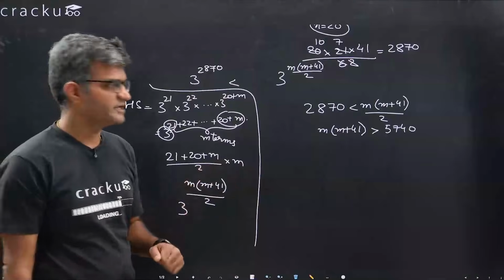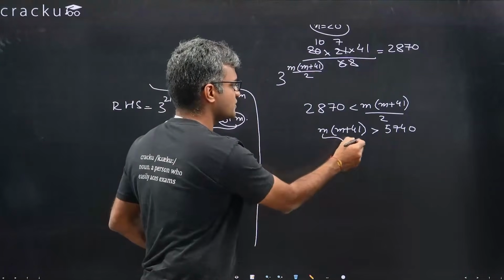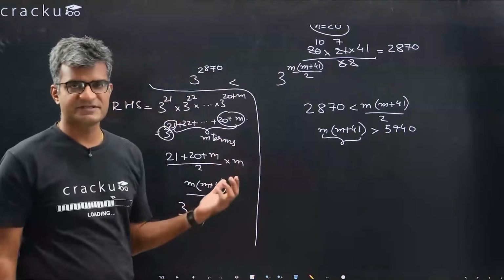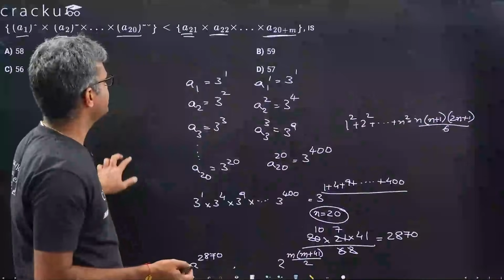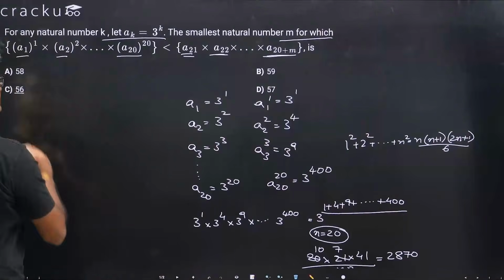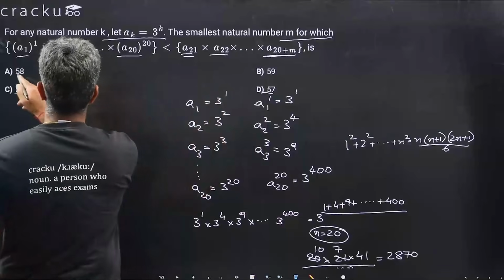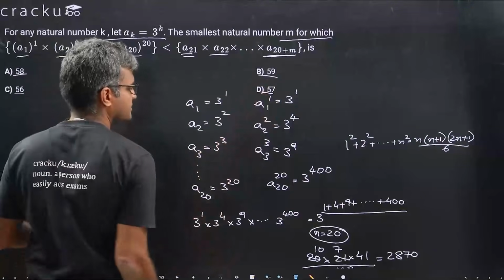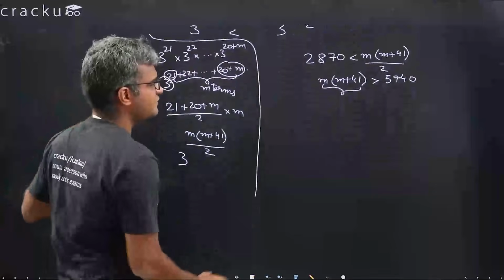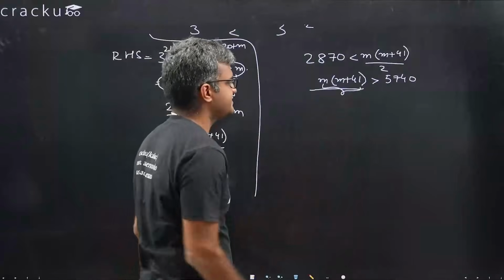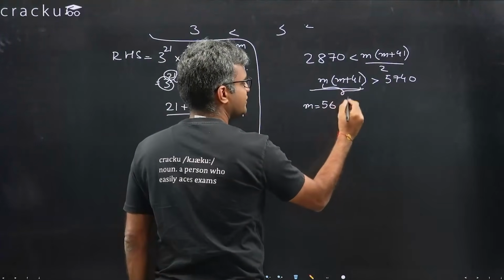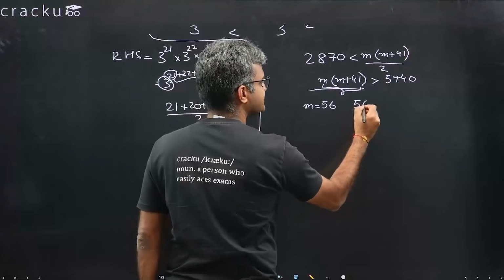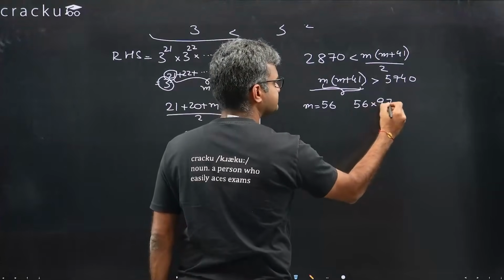Now the quick way and the smartest way is just finding out different values of M for which this is going to increase, because this is going to increase as the value of M increases. An even smarter way to do it is by looking at the options. If you look at the options, we have 56, 57, 58 and 59. Let us compare the value of M into M plus 41 when say M is 56. When M is 56, M into M plus 41 will be 56 into 97.